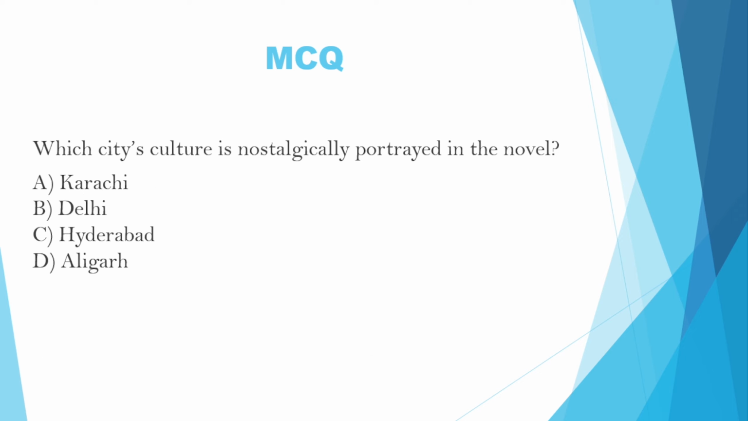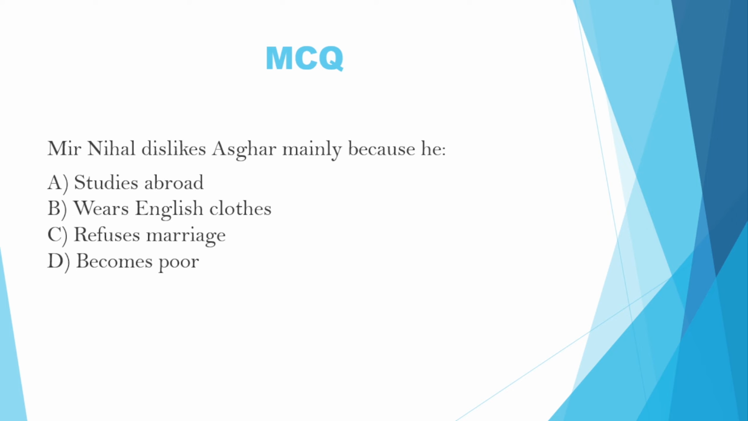Next question is, which city's culture is nostalgically portrayed in the novel? Option A Karachi, option B Delhi, option C Hyderabad, option D Aligarh. The correct answer is B Delhi. Next question is, Mir Nihal dislikes Asghar mainly because he option A studies abroad, option B wears English clothes, option C refuses marriage, option D becomes poor. The correct answer is B wears English clothes.